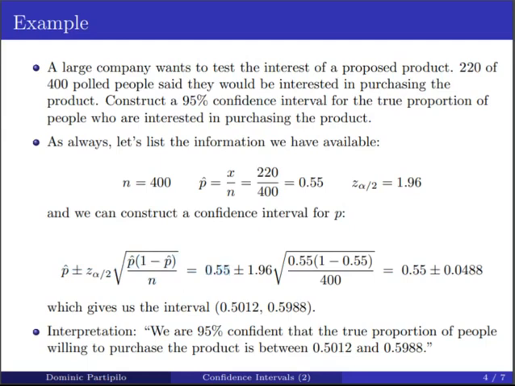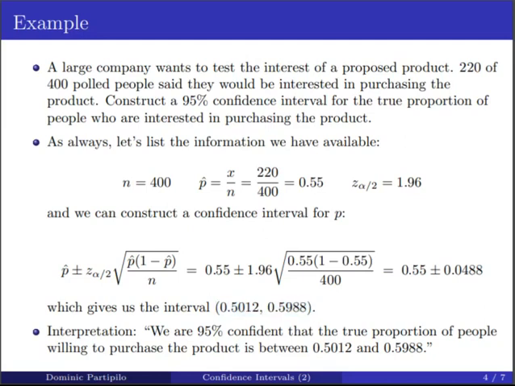0.55 plus or minus 1.96 times the square root of 0.55 times 1 minus 0.55 over 400. And that gives us 0.55 plus or minus 0.0488. And it gives us this interval right here.